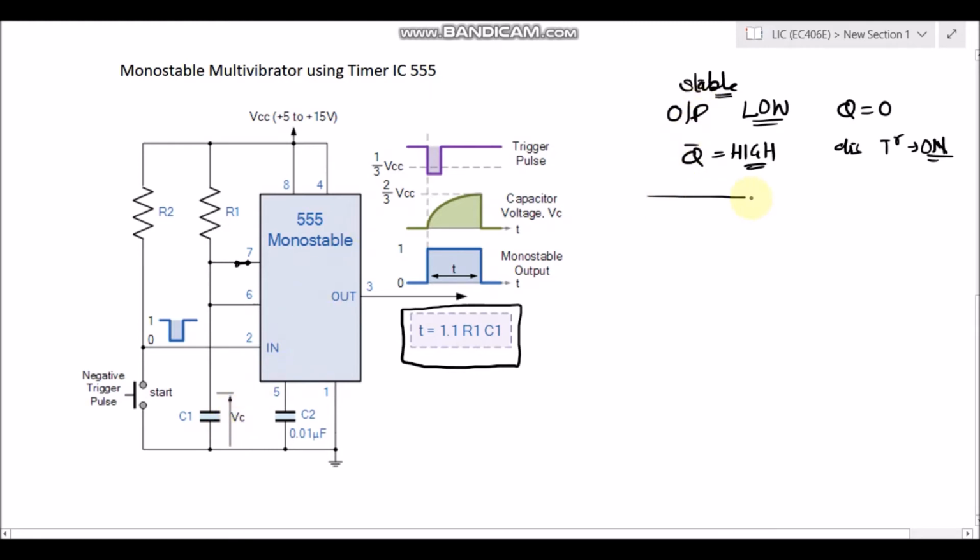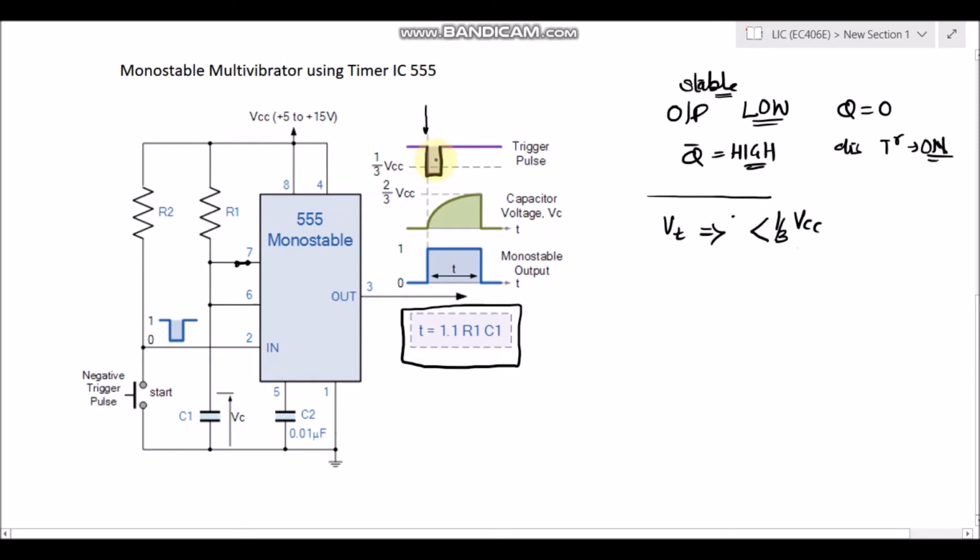From that stable state, now we are giving the trigger. So this is the time we are talking about before applying the trigger. Now at a certain time, we are applying a trigger voltage well below 1/3 of VCC. The trigger voltage should be less than 1/3 of VCC, so as good as ground voltage we can connect. This is what a low trigger voltage is.